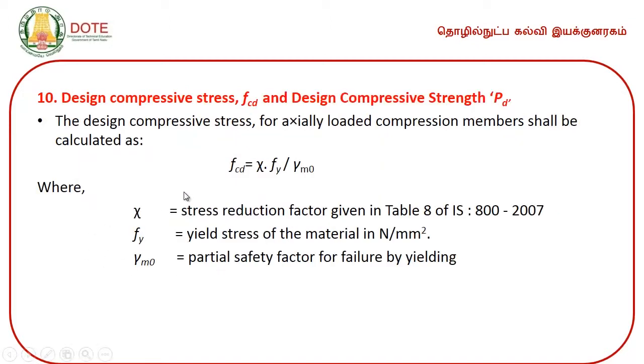And the design compressive stress is denoted by fcd, and the design compressive strength is denoted by Pd. Of course, fcd is equal to chi times fy by gamma m0, where fy is the yield stress, gamma m0 is the partial safety factor for the material under yield, and chi is the stress reduction factor given in the table.